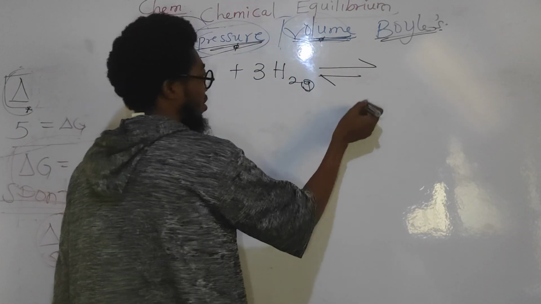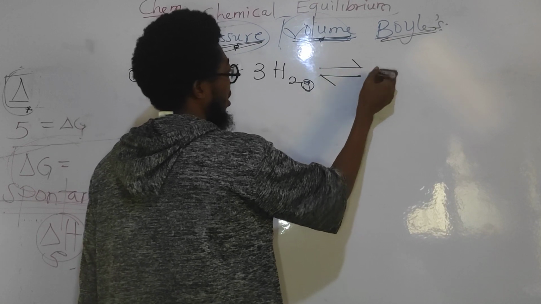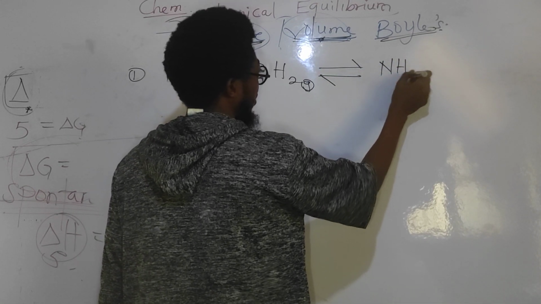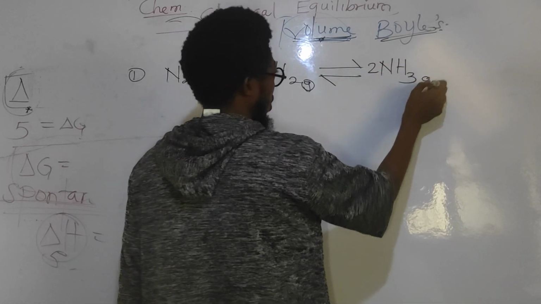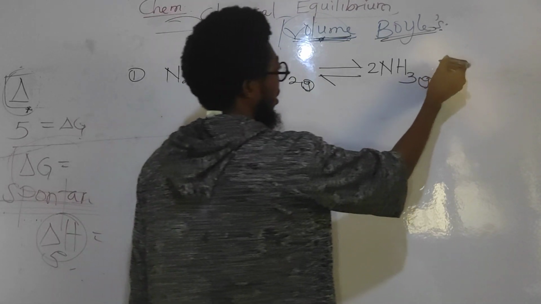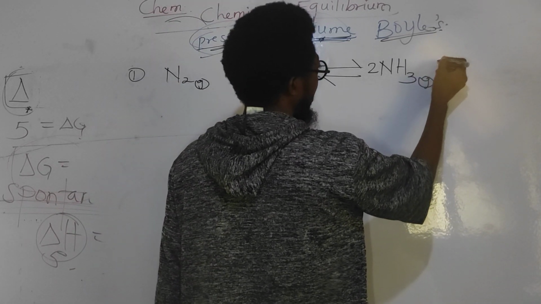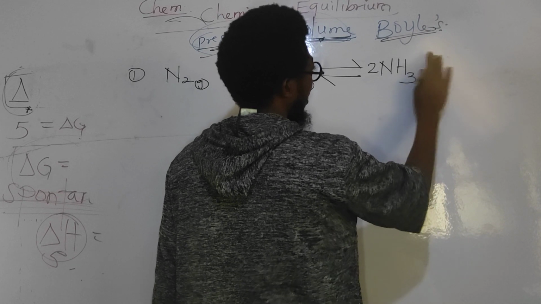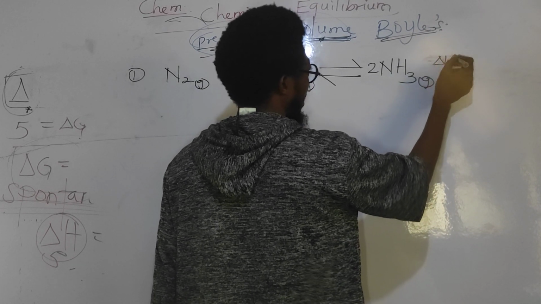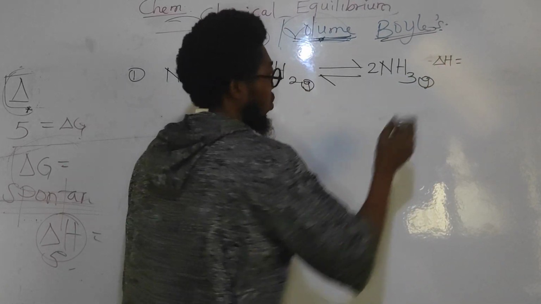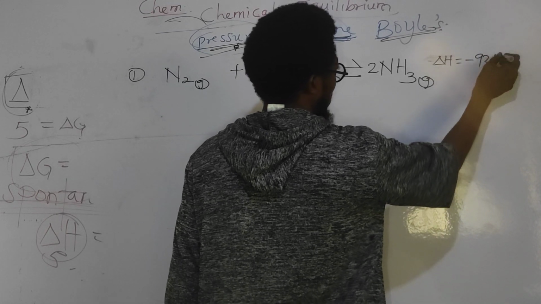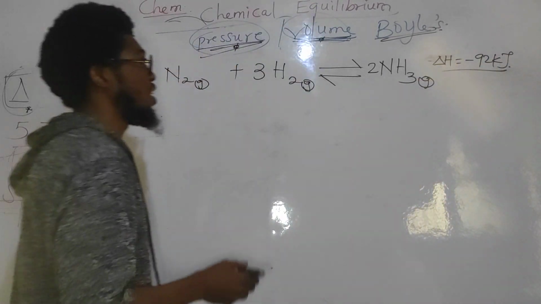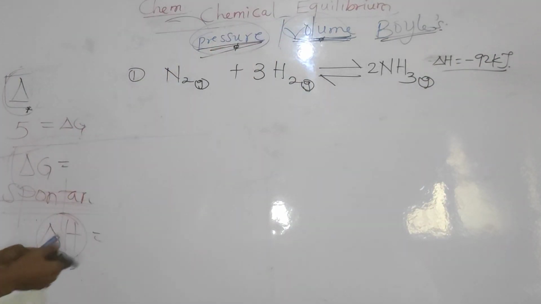Reversible reaction to give ammonia, NH3, which is also a gas. Change in enthalpy equals negative 92 kilojoules. Now, change in enthalpy equals minus 92 kilojoules. This is exothermic in the forward direction.